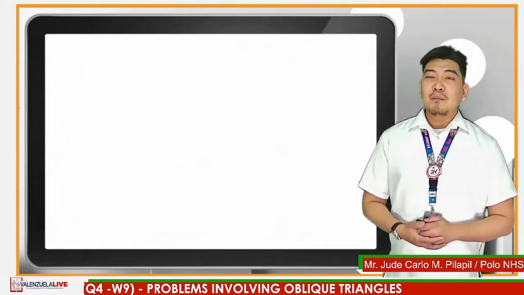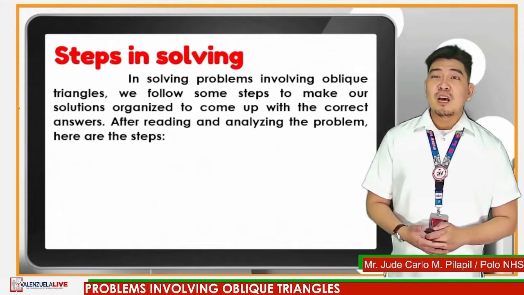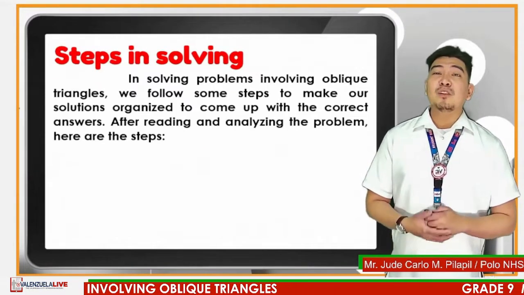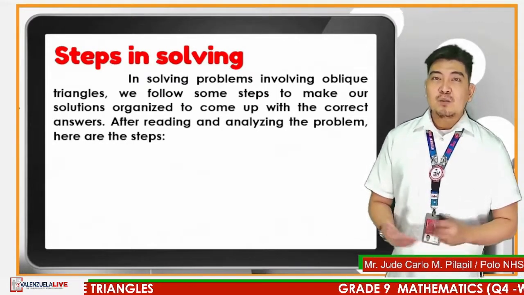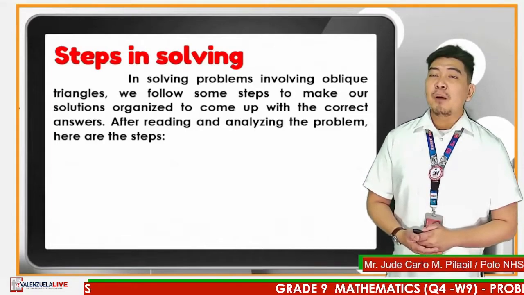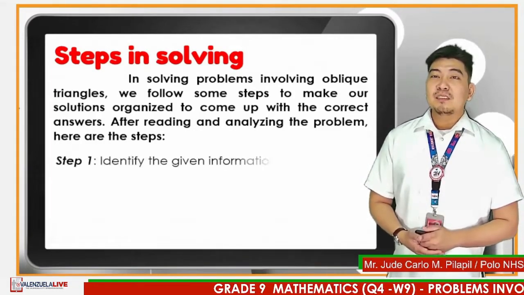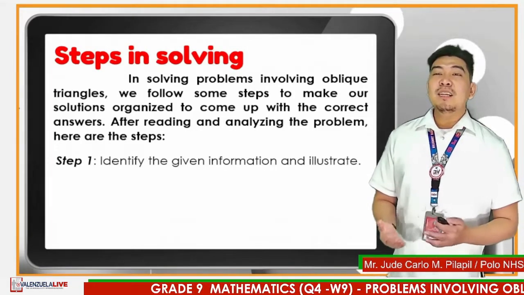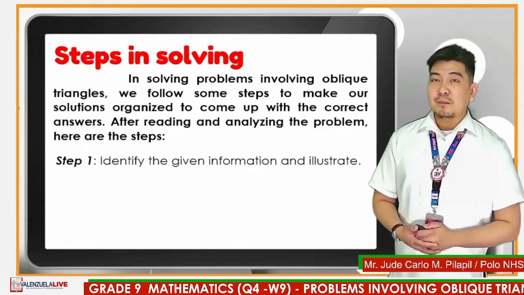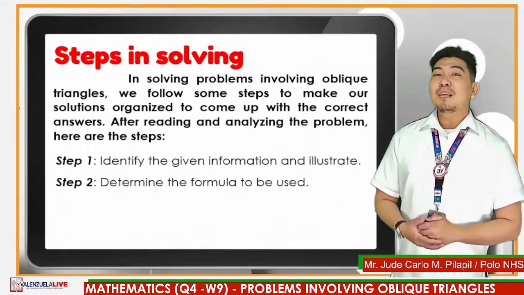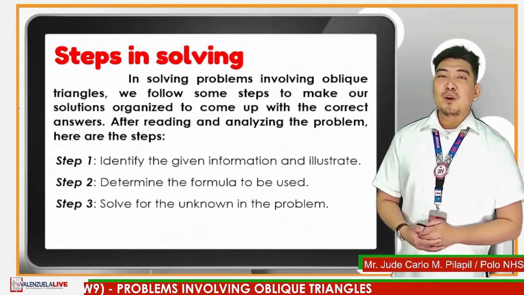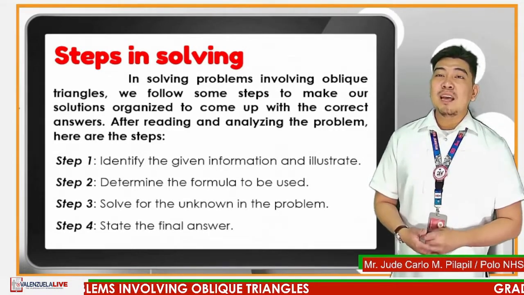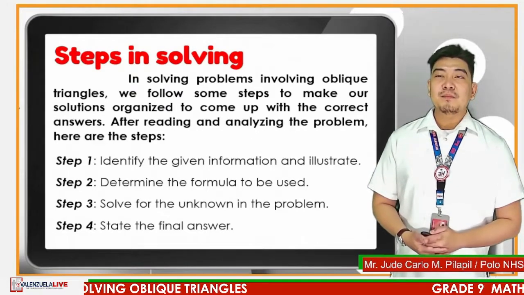In solving problems involving oblique triangles, we follow these steps to make our solutions organized to come up with the correct answers. After reading and analyzing the problem, here are the steps. Step number 1, identify the given information and illustrate. Step number 2, determine the formula to be used. Step number 3, solve for the unknown in the problem. And then the last one, state the final answer.